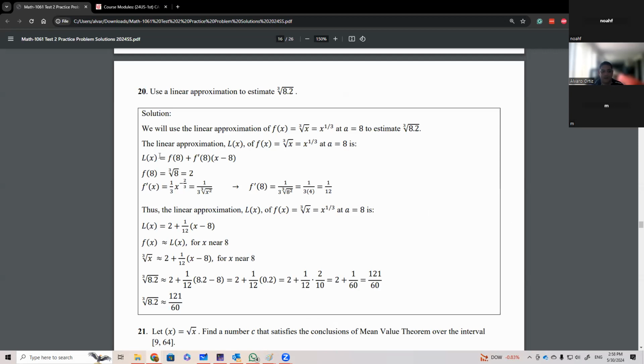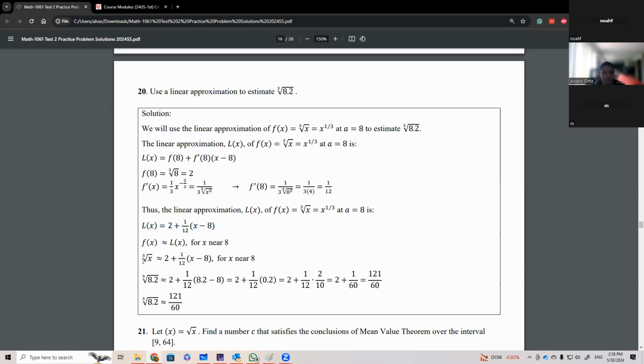Okay, in this scenario, you can see it here. Once we define that, we need f of a and f prime of a. So f of a is 2, and for f prime, we can use the derivative of x to the 1/3, which is 1/3 x to the minus 2/3. Using that, I can get that f prime is 1/12. And so once I replace that, I get this linear approximation, 2 plus 1/12 times x minus a.